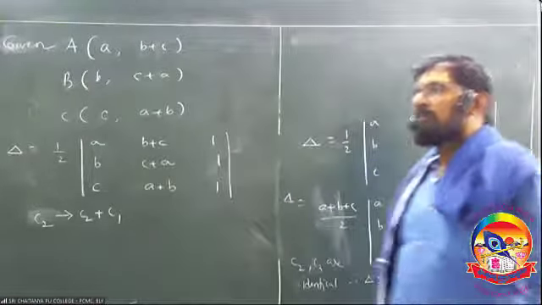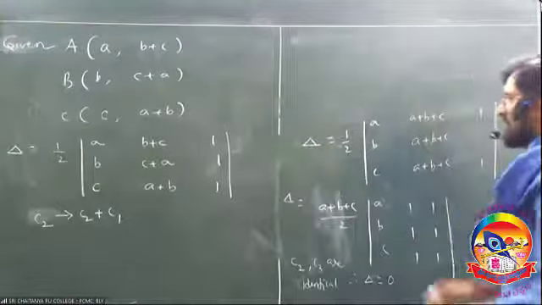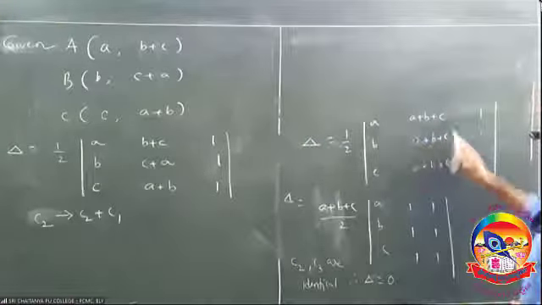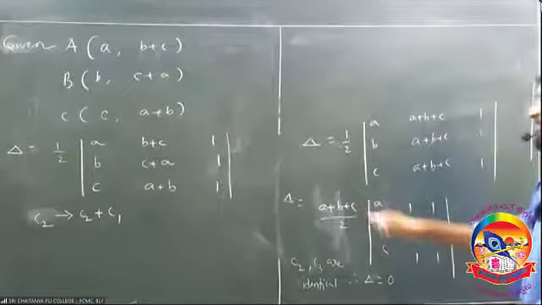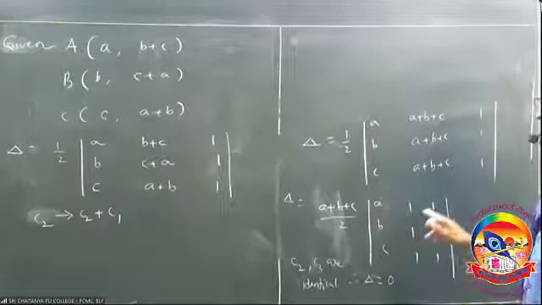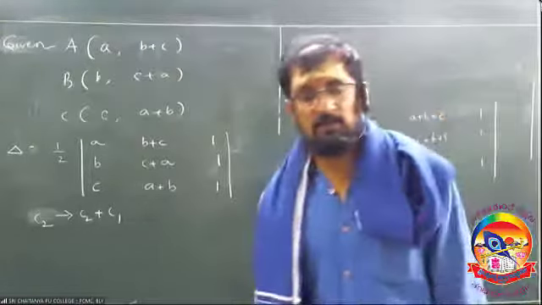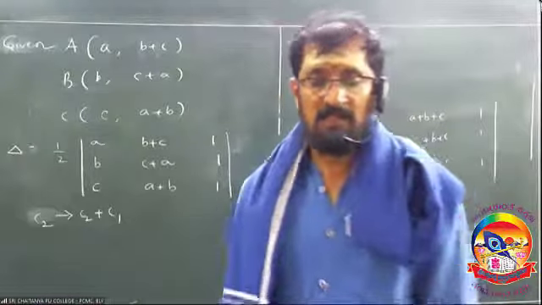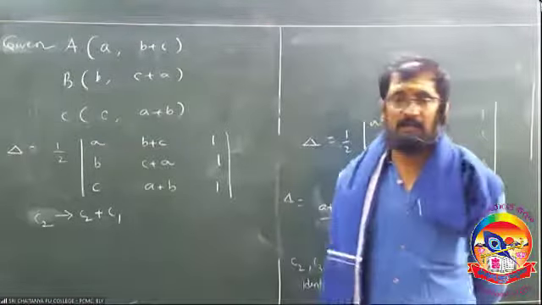So C2 changes to C2 plus C1. If I use that, I am going to get A, B, C, and this one as it is. So A plus B plus C, take this one outside. Okay, I am going to get this. And C2, C3 are identical. Therefore, the determinant is equal to 0. Since the area is equal to 0, the given points are collinear.